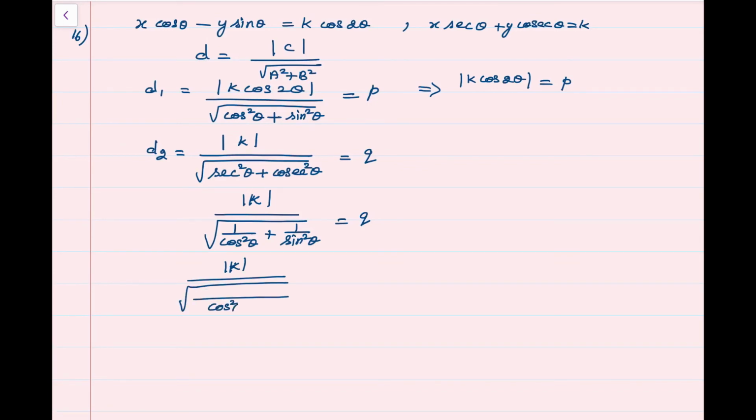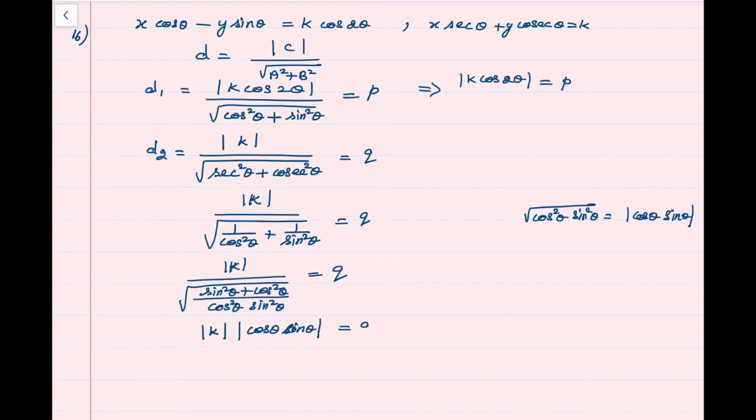Cos square theta times sin square theta is the LCM. We get sin square theta plus cos square theta. Write the reciprocal of the denominator. The absolute value of k, and the square root of cos square theta sin square theta should be written as a positive quantity. We will write absolute value of cos theta sin theta. This is our first equation. This is the second equation.